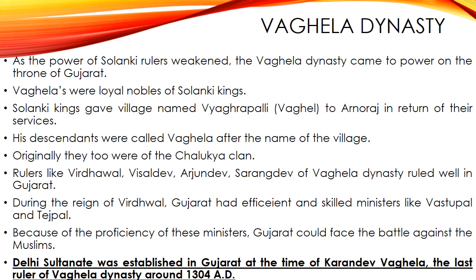Rulers like Virdaval, Visaldev, Arjundev, Sarangdev of Waghela dynasty ruled well in Gujarat. During the reign of Virdaval, Gujarat had efficient and skilled ministers like Vastupal and Tejpal. Because of the proficiency of these ministers, Gujarat could face the battle against the Muslims. Delhi Sultanate was established in Gujarat at the time of Karandev Waghela, the last ruler of Waghela dynasty, around 1304 AD.